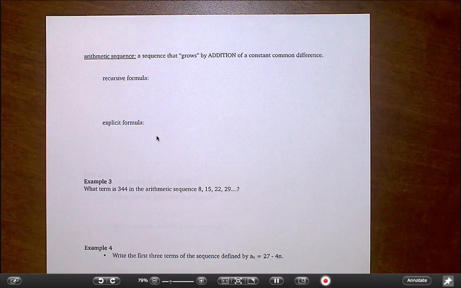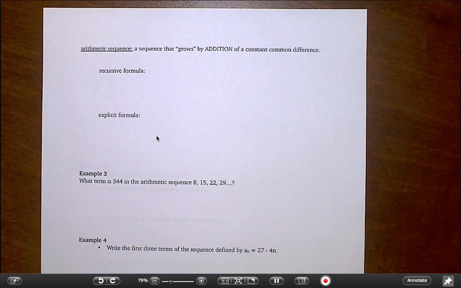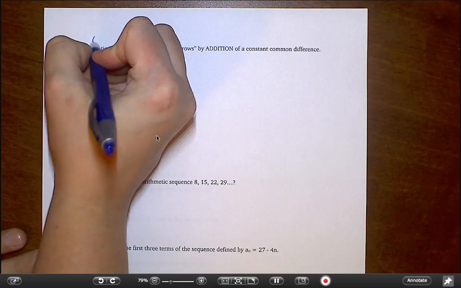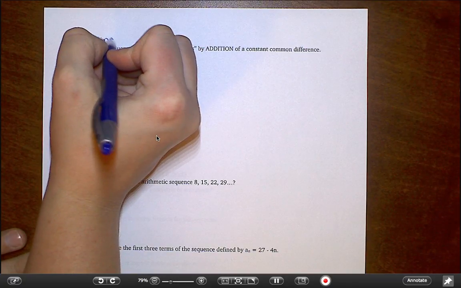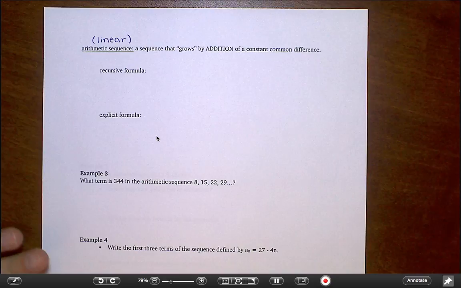So I mentioned this word a couple times already, but an arithmetic sequence is a sequence that grows by addition of a constant common difference. And I put grows in quotation marks because if your constant difference is negative, you're not technically growing, you're decreasing. So it doesn't always have to grow, but you get to your next term by finding a constant difference. So really all the ones we've looked at so far have been arithmetic. And arithmetic sequences, by the way, are also always linear. So their explicit formulas are always going to look like a linear equation.